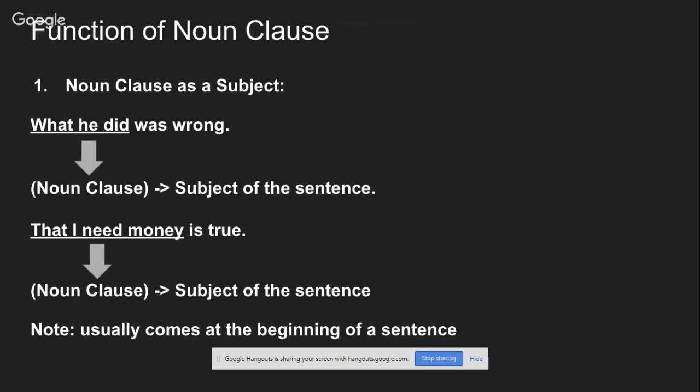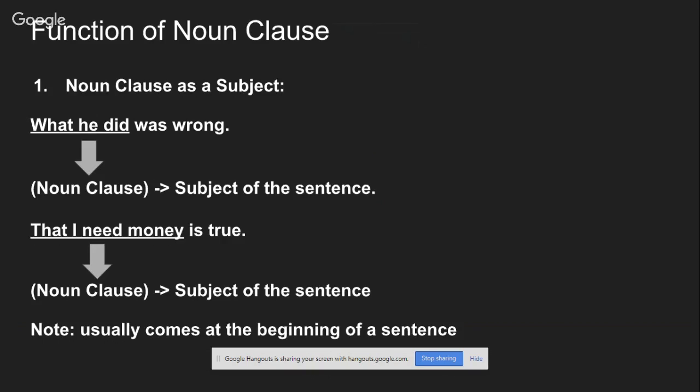So there are some functions of noun clause. The first one is noun clause as a subject. For example, what he did was wrong. So what he did is a noun clause, but it's also the subject of the sentence. Usually a noun clause as a subject comes at the beginning of the sentence because it's a subject.